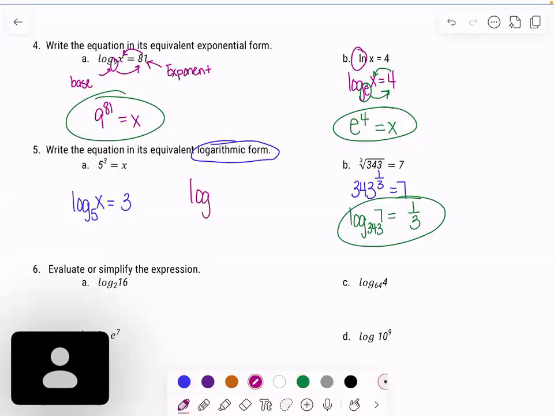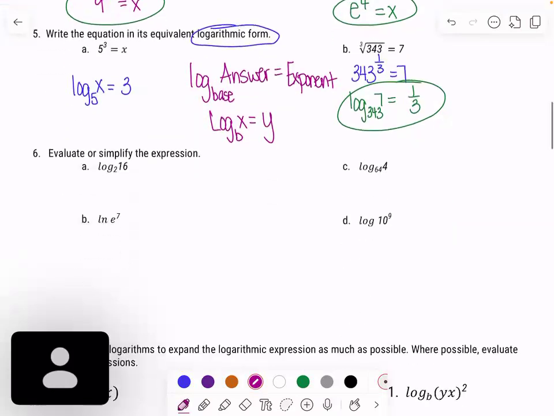So they don't have a formula for you like this on the formula sheet with the words, but I'm going to write it in words for you. So they're going to say log base x equals y. All right, evaluate or simplify the expression.